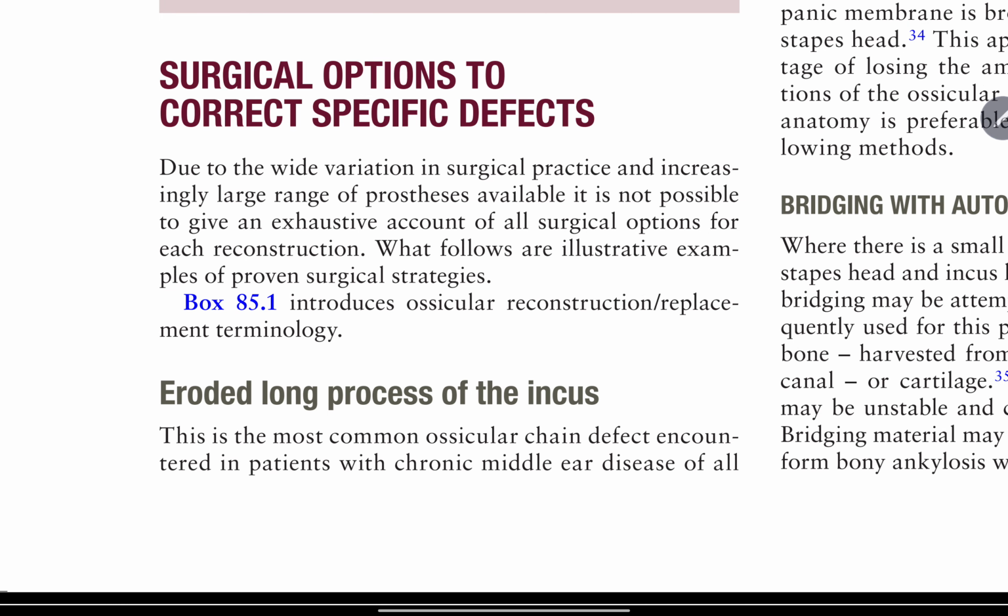Due to the wide variation in surgical practice and increasingly large range of prostheses available, it is not possible to give an exhaustive account of all surgical options for each reconstruction. What follows are illustrative examples of proven surgical strategies. Box 85.1.